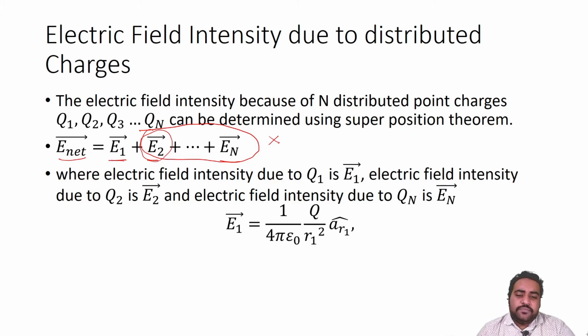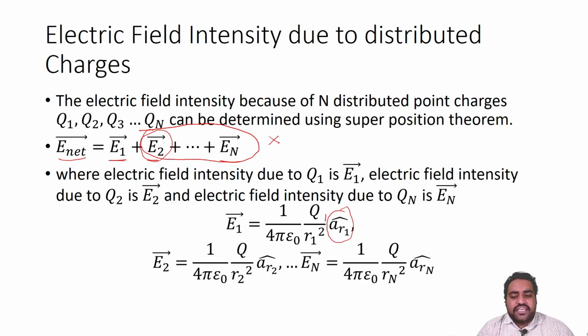Now, the electric field intensity because of charge 1 is 1 by 4 pi epsilon naught Q1 by R1 square along a_R1 cap, where a_R1 cap is the unit vector along the line joining the first charge to the given point. Similarly, I can also say En bar is 1 by 4 pi epsilon naught Qn by Rn square a_Rn cap, where a_Rn cap is the unit vector along the line joining the nth charge to the given point.